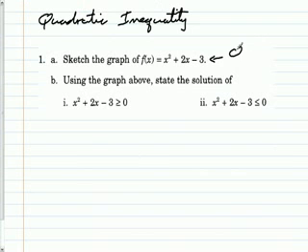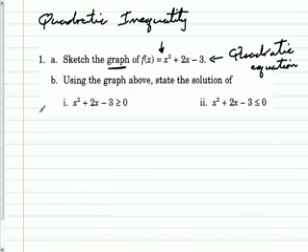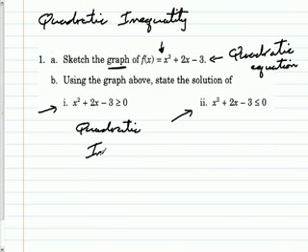This expression here is just a quadratic. It's not the inequality. This is a quadratic equation, because it has the equal sign. See? Quadratic equation. Now I want to start with giving you a graph of this, and then we're going to take a look at what these are, and of course these are the quadratic inequalities, because of the greater than or equal to sign and the less than or equal to sign.